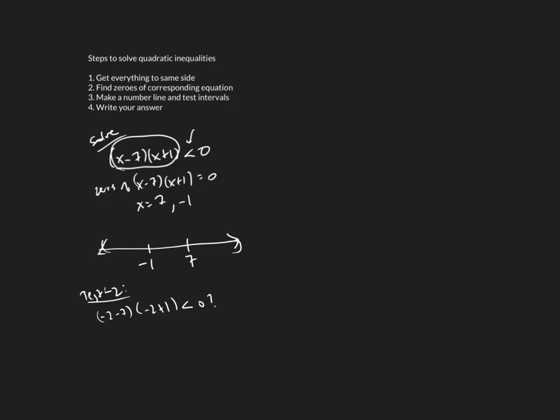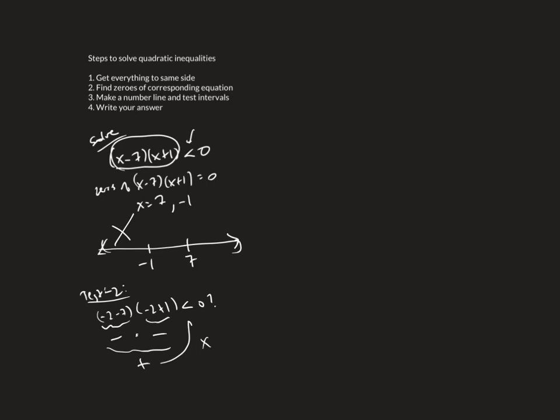So if I look at this, I'm not even going to bother to actually do the math. Negative 2 minus 7 is going to be a negative number. Negative 2 plus 1 is also going to be a negative number. And when you multiply a negative times a negative, that'll give you a positive. A positive number is not less than 0. So the numbers in here are going to give you positive numbers, not negative, so it won't be less than 0, which is what the original problem wanted.